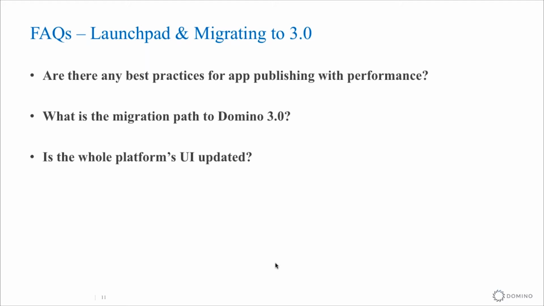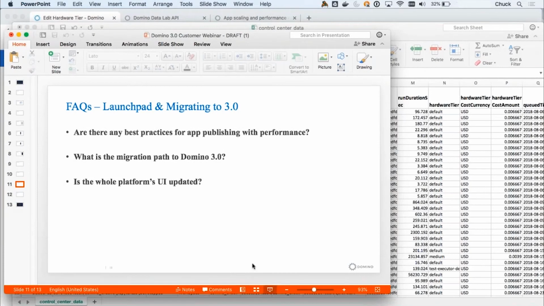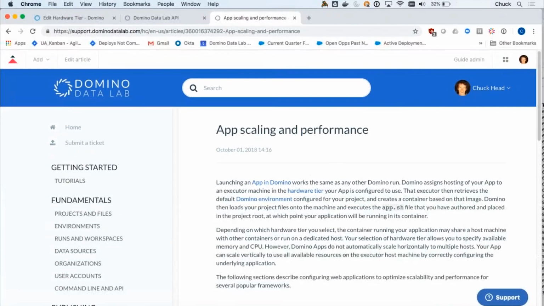For Python, with applications like Flask or Dash, you have a little more flexibility. But keep in mind that by choosing the correct hardware tier, you can make sure that you have the CPU and memory sufficient for your application. On our support site, we've put together some tips and tricks and a little more guidance around how you should think about scaling up your application.